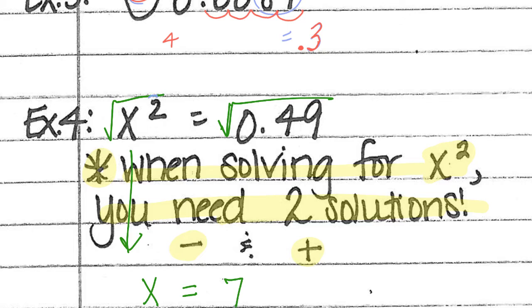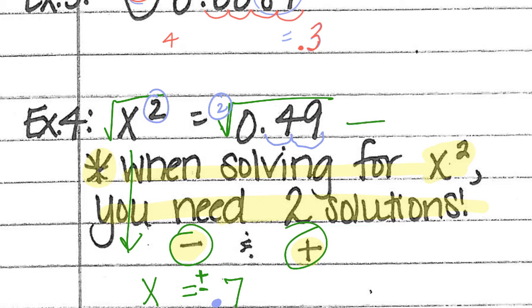And again, this is a square root, which has an invisible 2, and I have 2 decimal places. So this is going to be 0.7. Now, what a lot of us forget is this plus or minus, because remember that a positive 0.7 times a positive 0.7 is 0.49, and a negative 0.7 times a negative 0.7 is 0.49.